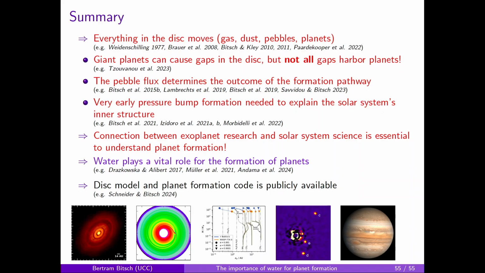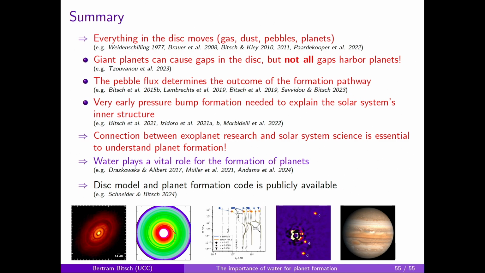So to summarize, there are a few things I would like you to take home. The first thing is everything in the disk moves. Gas, dust, pebbles, planets, everything moves. There's nothing stationary in there. Giant planets can cause gaps in these disks, but they do not cause all the gaps, and not all gaps can actually harbor these planets. The flux of the pebbles, so how much material we have available, determines the formation pathway and the outcome of planet formation. If you have a lot of pebbles going into the inner disk, you can grow bigger planets, and if you have less material, you grow less big planets. We might imply an early pressure bump formation to explain the solar system's inner structure, to explain the growth of the planets, and also to explain the isotopic dichotomy.